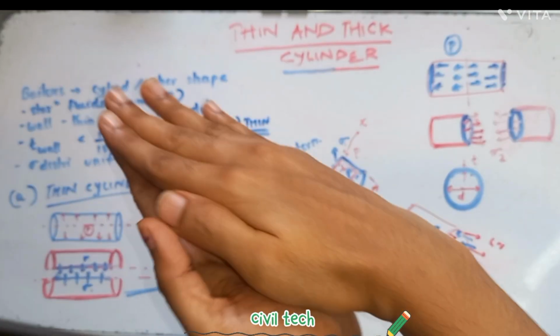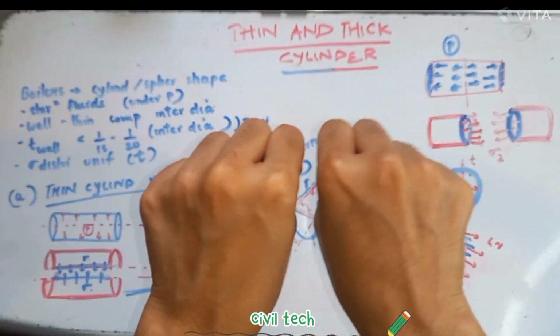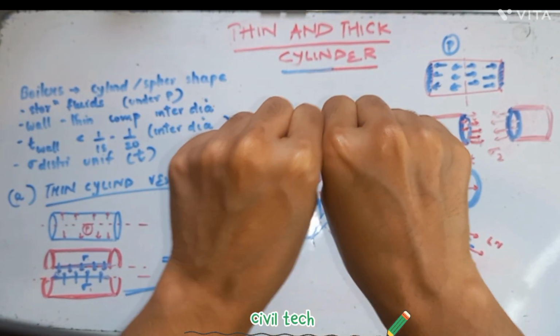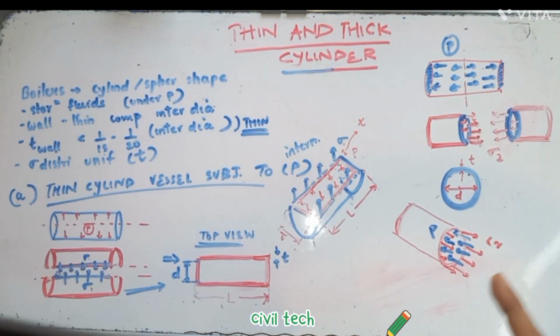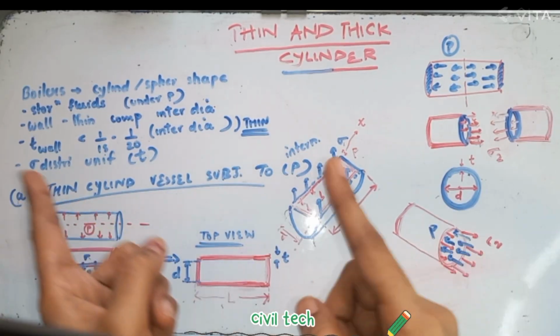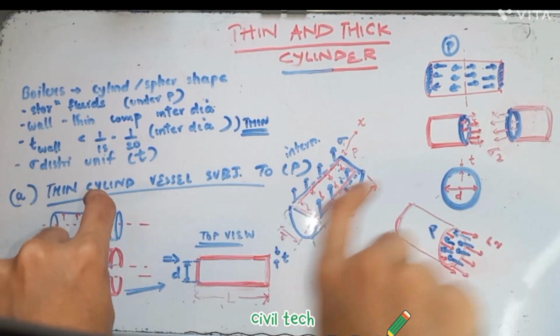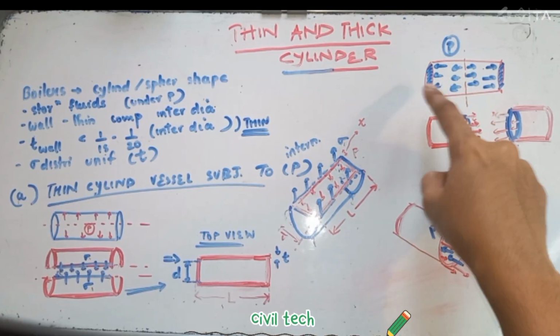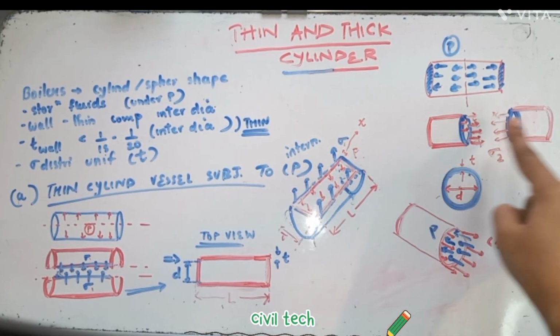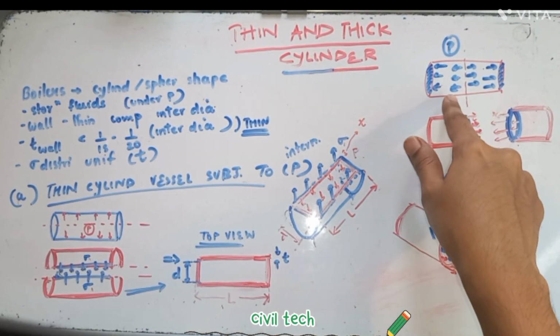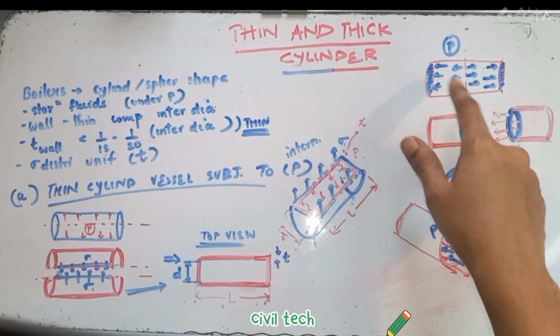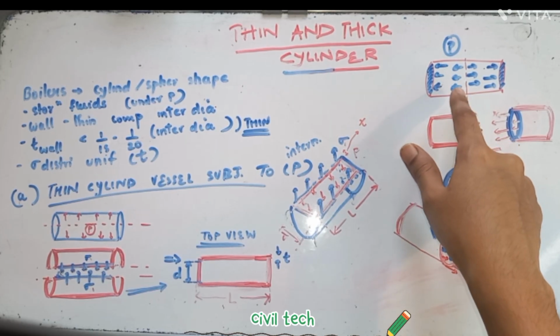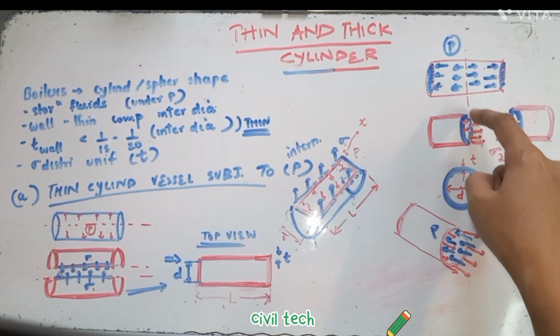Now suppose this is the cylinder, and it is getting separated like this due to the pressure acting like this. Pressure is acting like this, and due to that the cylinder is getting separated into two parts. So consider this portion, pressure is acting like this. So the stress to resist that is acting throughout the thickness.